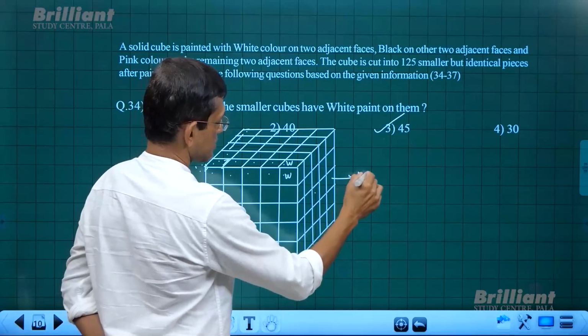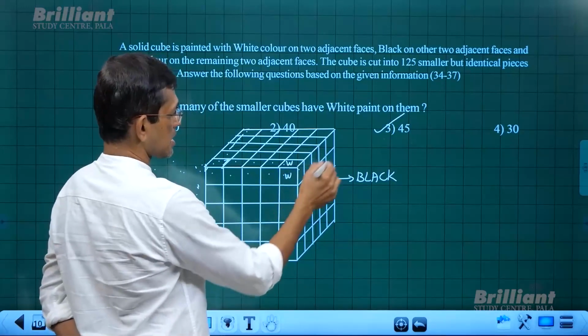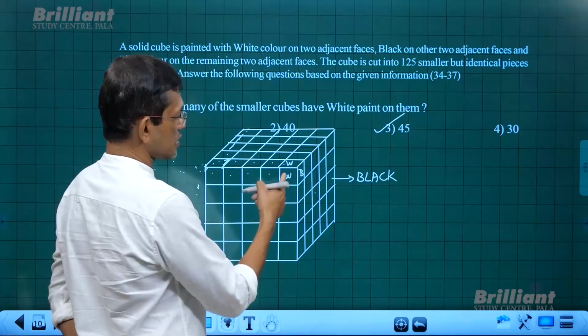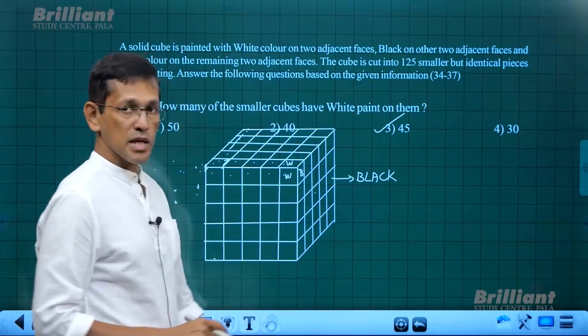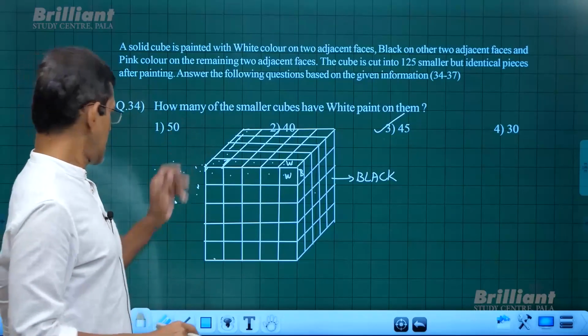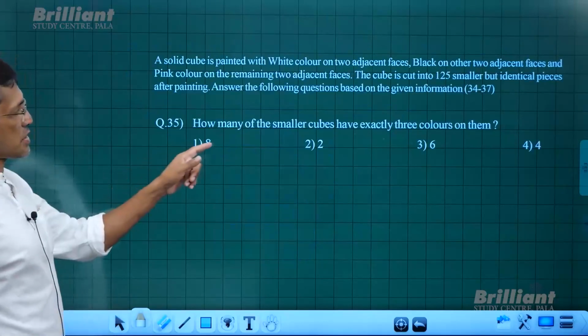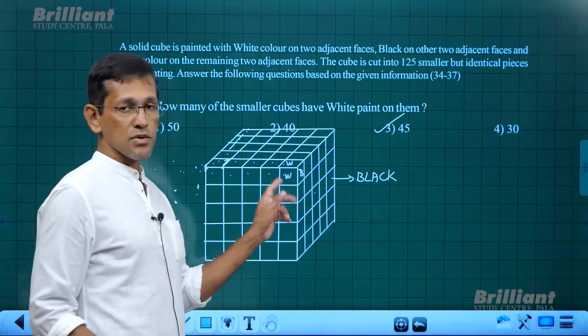So black color. Okay, so this side is completely black. So here it's black. So when you look at that corner cube, it has 2 white colors and 1 black color. So how many colors? 2 colors altogether. And the question we have is, how many have exact 3 colors on them? So if you look at this corner cube, it has only 2 colors.